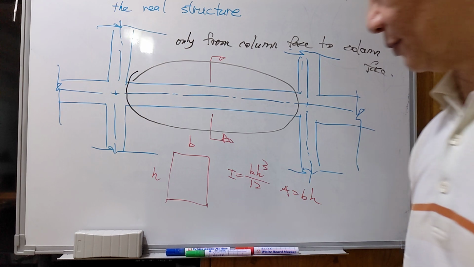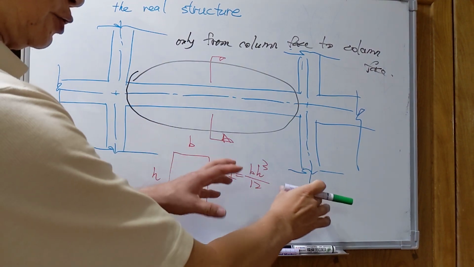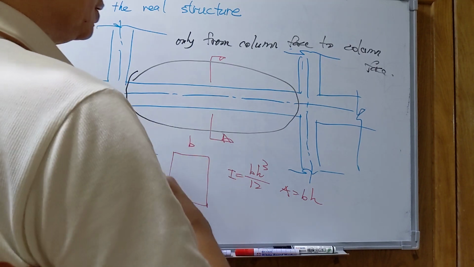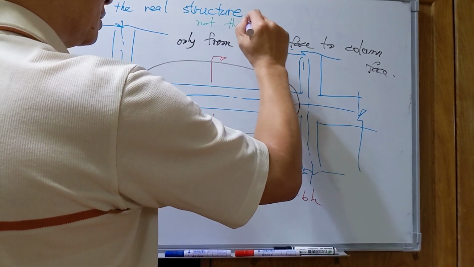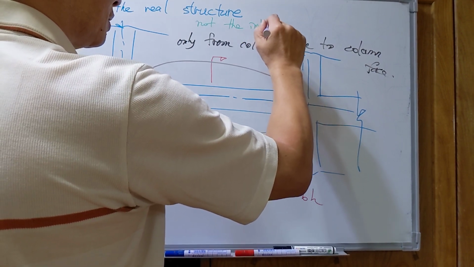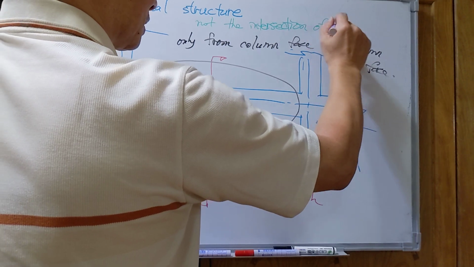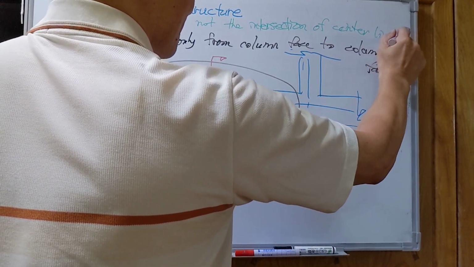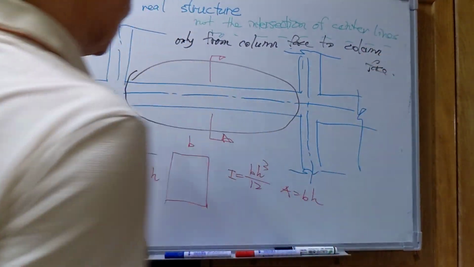Okay, remember, the calculated moment of inertia and the sectional area are applied only from the column face. Remember, not the intersection of center line to the intersection of the center line.